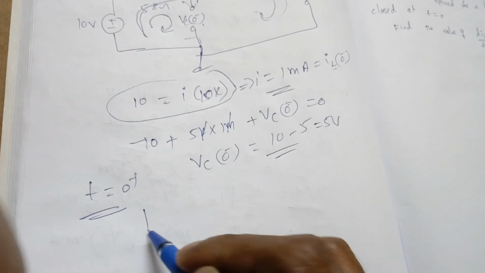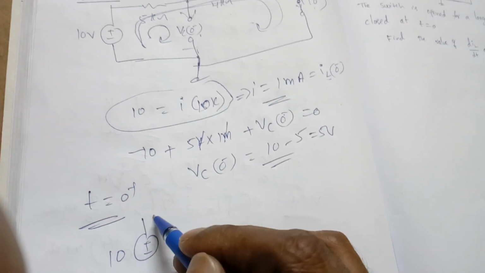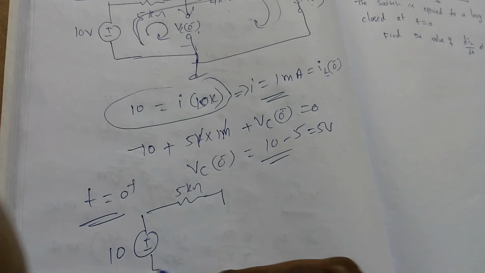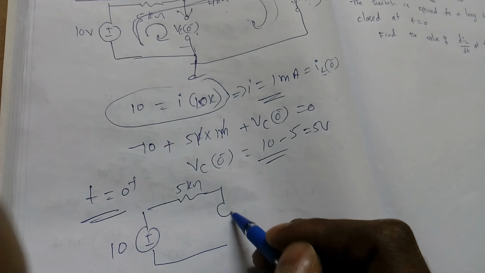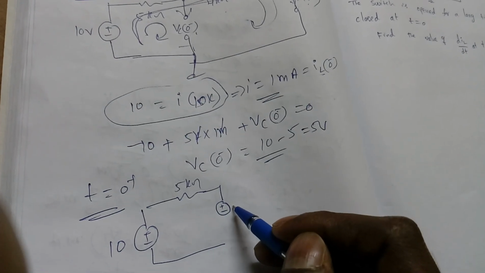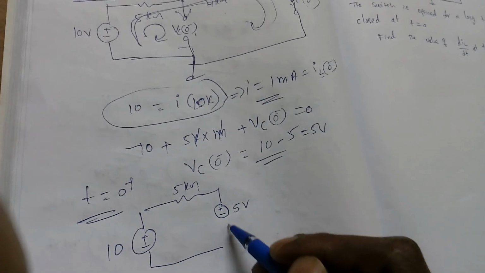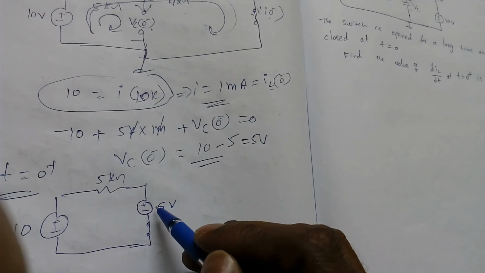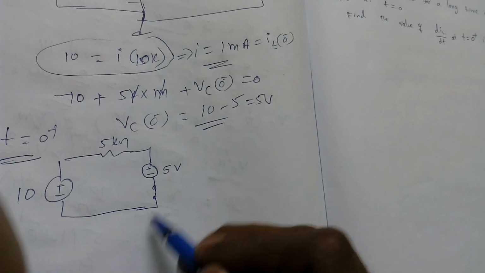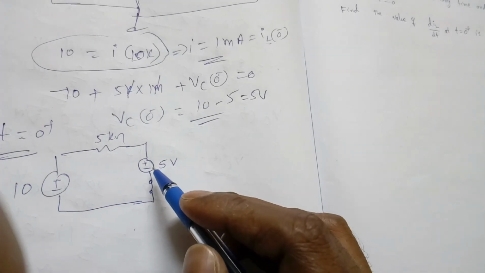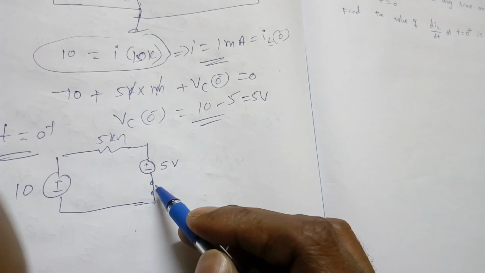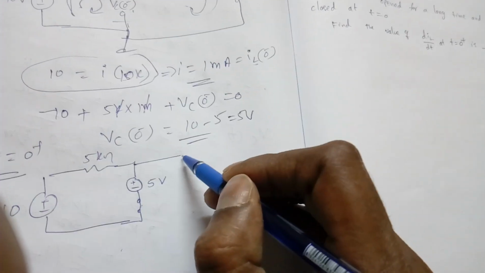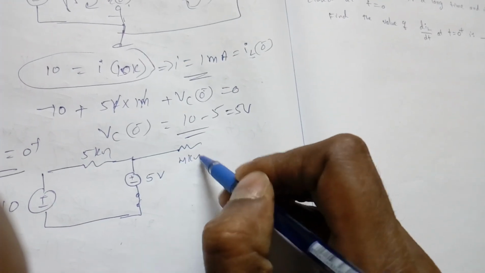What is the circuit? Plus minus 10 volt, 5 kilo ohm. Now at T equal to 0 plus, the capacitor will become short circuit with initial voltage, that is 5 volt, and this will become a short circuit. Again I am not going into the analysis again: the capacitor at T equal to 0 minus will become open circuit, and at T equal to 0 plus it will become short circuit with the initial voltage. Now there is again 4 kilo ohm resistance.